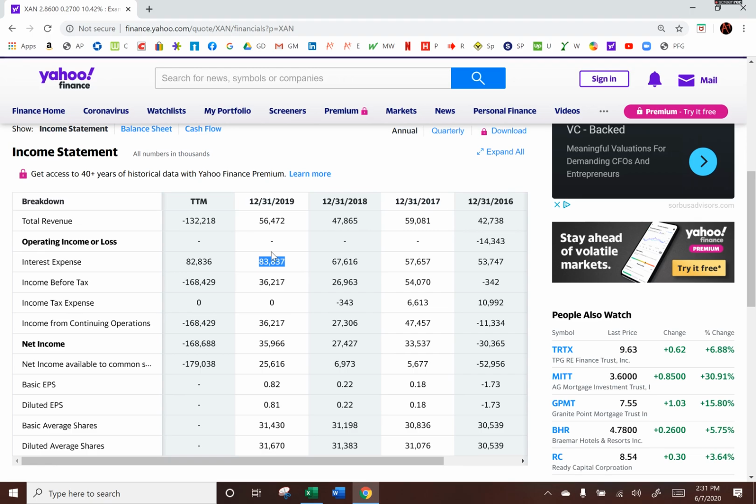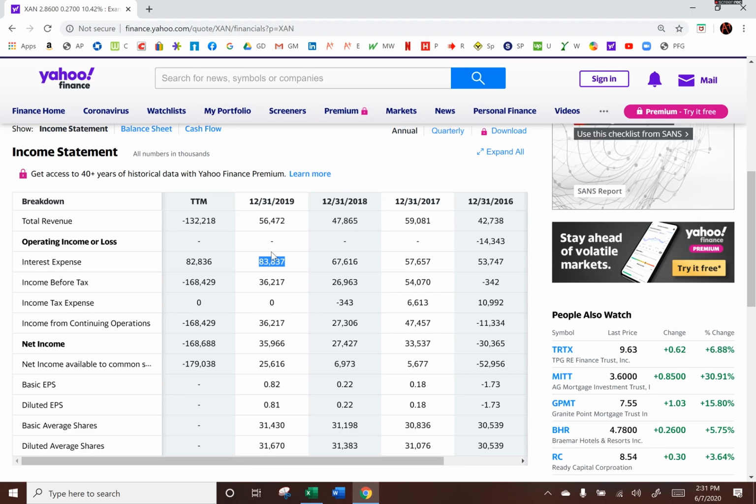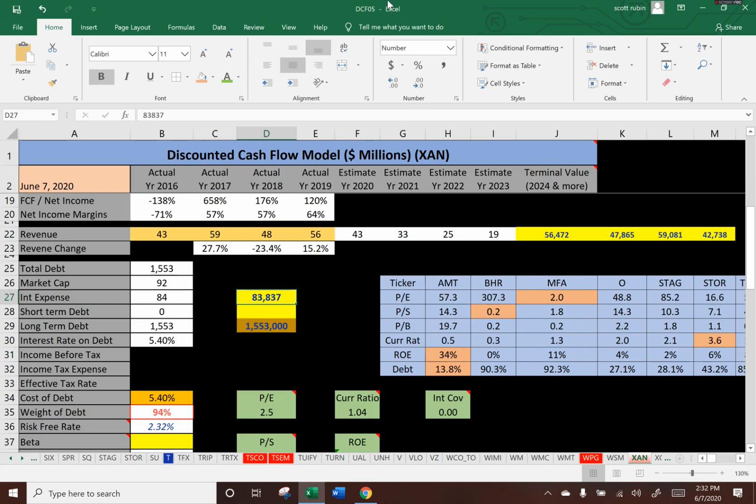Now, according to their income statement, they paid $84 million in interest on the debt payments. Now, Yahoo doesn't break down the debt. It just has one line item for liabilities. So I couldn't tell from Yahoo, so I had to go to the 10-K. And they have $1.5 billion of debt. So that means they pay an interest rate of 5.4% on their debt. REITs don't pay taxes, so the cost of the debt is 5.4%. And you can see a whopping 94% of the capital structure is debt. That's a lot of debt.